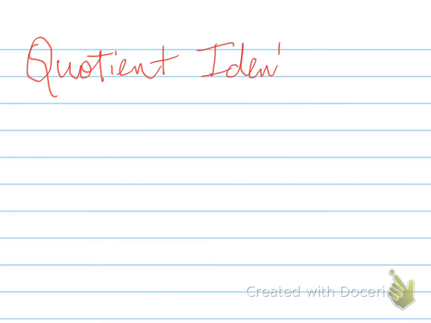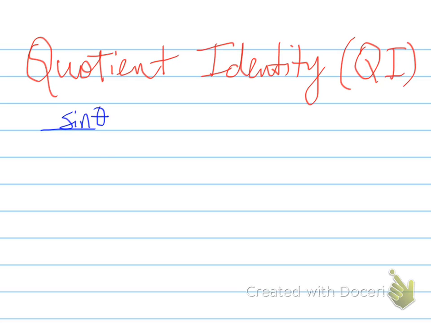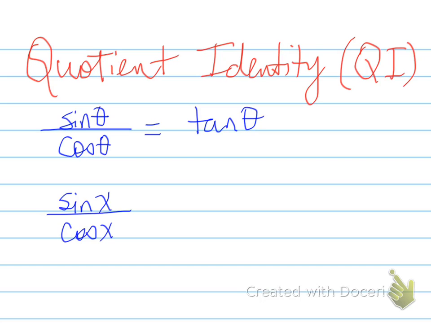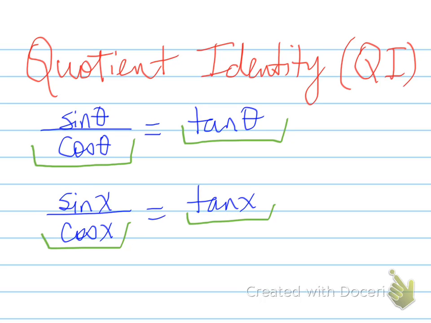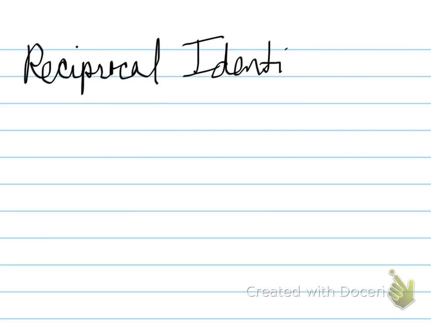Quotient identity. The quotient identity, also known as QI, involves tan. Sine theta over cos theta is equal to tan theta. Sine x over cos x is equal to tan x. This is another identity that you can use. We use this usually to express tan in terms of sine and cos, and you'll see why in a little bit. The reciprocal identity is the last one.